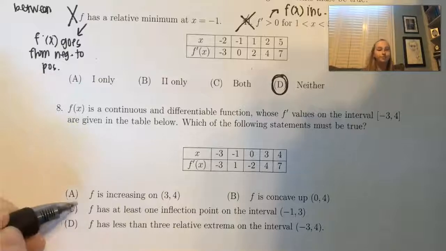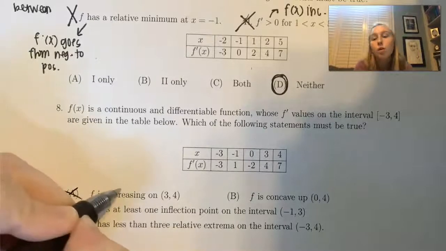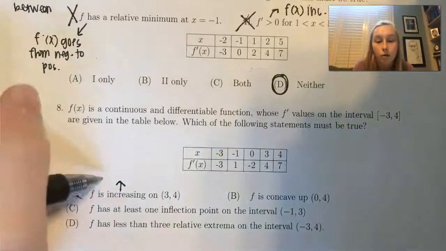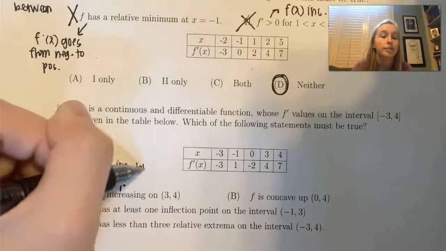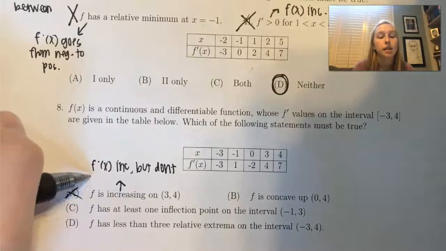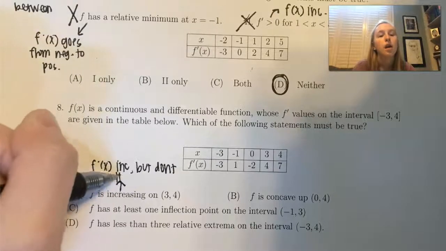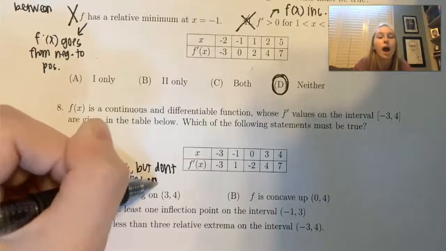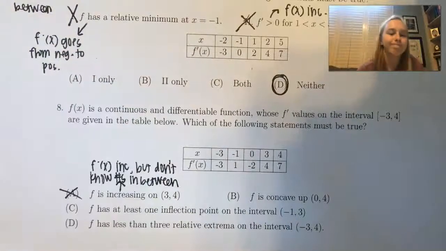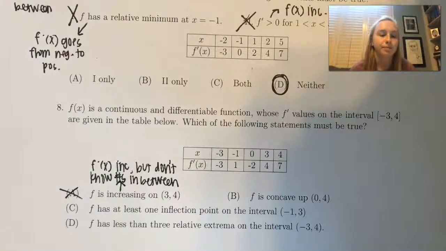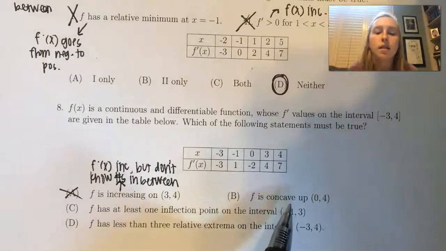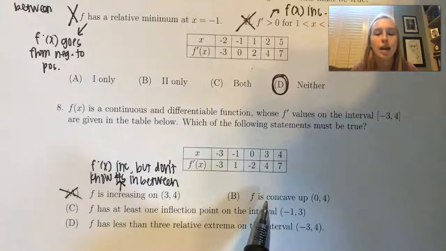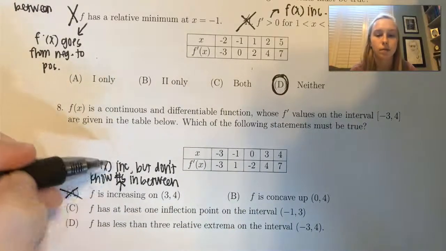Once again, I'm sorry, we don't know the numbers in between 3 and 4. We don't know if 3.5 is -4. Could be, we don't know. So that is technically wrong, because we don't 100% know the numbers in between. So we don't absolutely know that it's increasing. Stupid. Moving on to B. f is concave up from 0 to 4. So that is basically saying that f prime is increasing from 0 to 4.